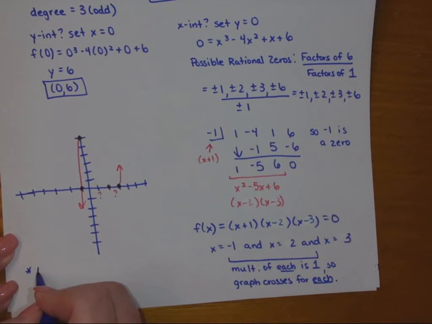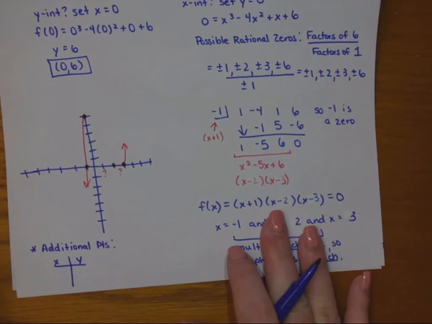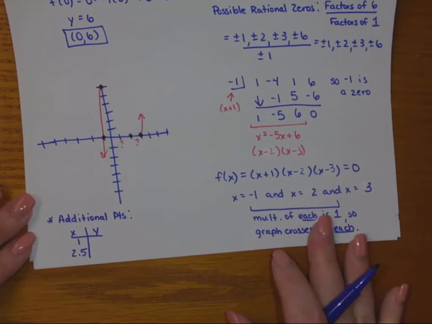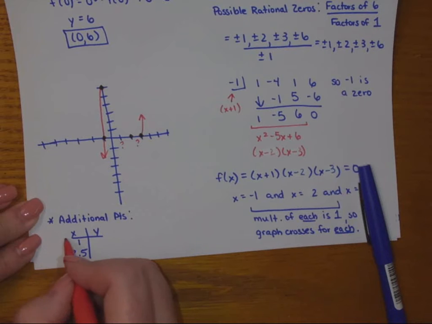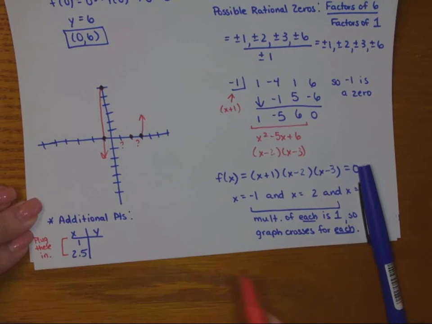So when we get to the additional points section, you don't have to pick a crazy number of them, but you can honestly pick as many as you want. You just need to pick kind of where your gaps in the graph are, right? And I think we have a gap at 1, and I think we have a gap at 2.5. Okay, so you can use your calculator for this. You're just going to plug these in to find your y's.